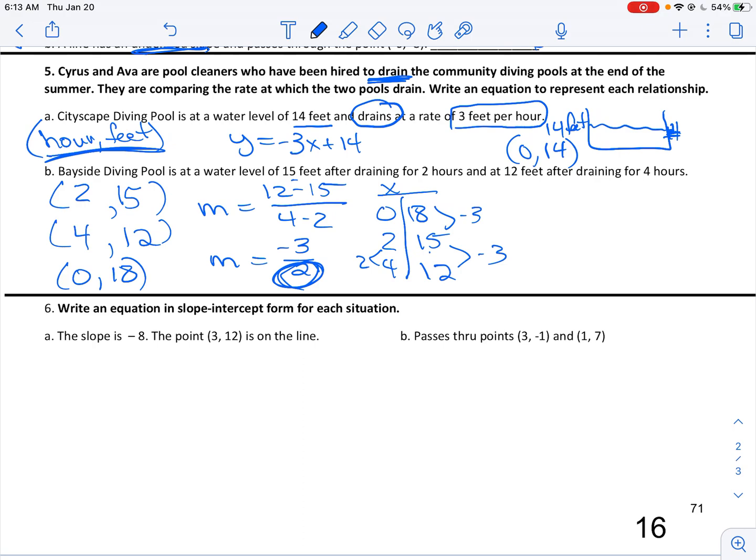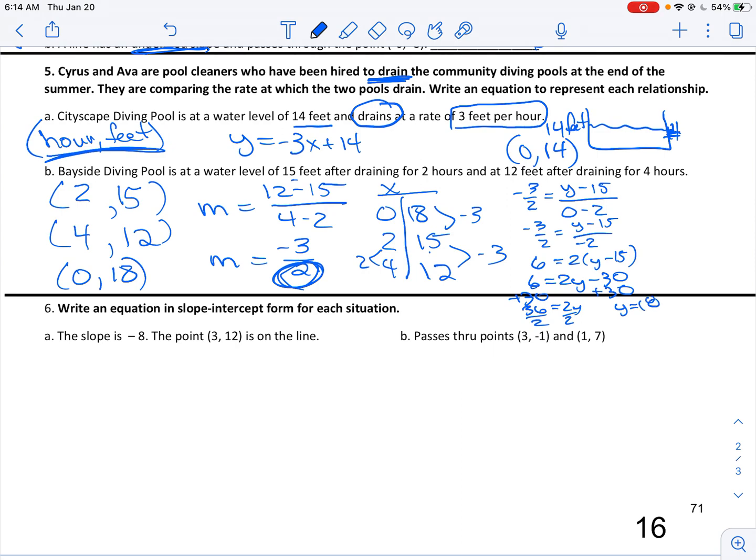The other way is doing our slope formula and doing negative 3 over 2 equals y minus 15 over 0 minus 2. Multiply and get 6 equals 2 times y minus 15. 6 equals 2y minus 30. And then solve this equation, and still would have ended up with 18.